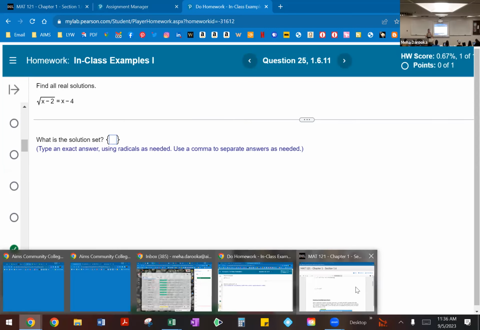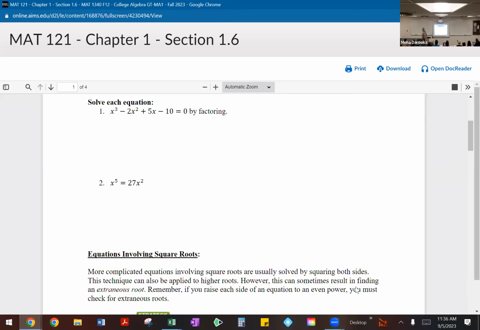All right, how would you solve something like number 2? X to the 5th equals 27x squared. Where would you begin on number 2? Very nice. Yes, you want to bring all the terms on the same side and set it equal to 0. Yeah, Daniela, very nice. Set it equal to 0.